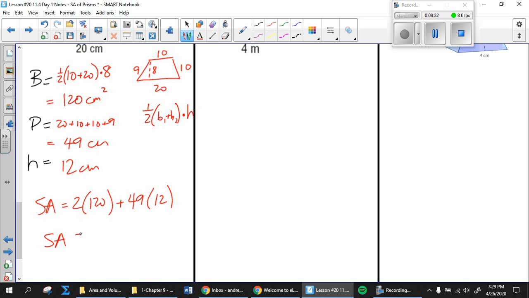And so I'm going to type that into my calculator. 2 times 120 plus 49 times 12. And so we get 828. Surface area is still area, so centimeters squared. Okay. All right. Let's look at this next one.